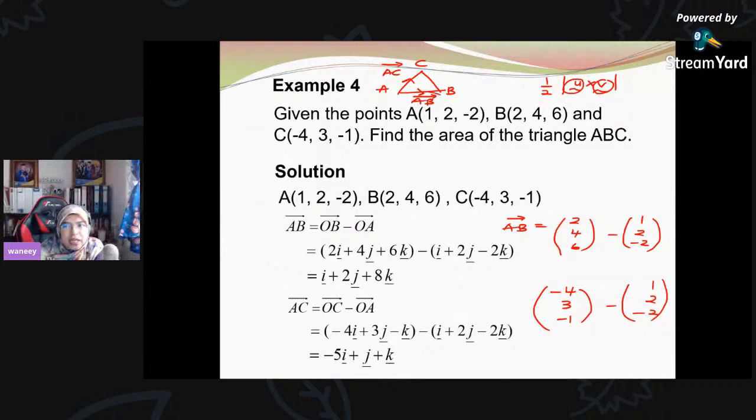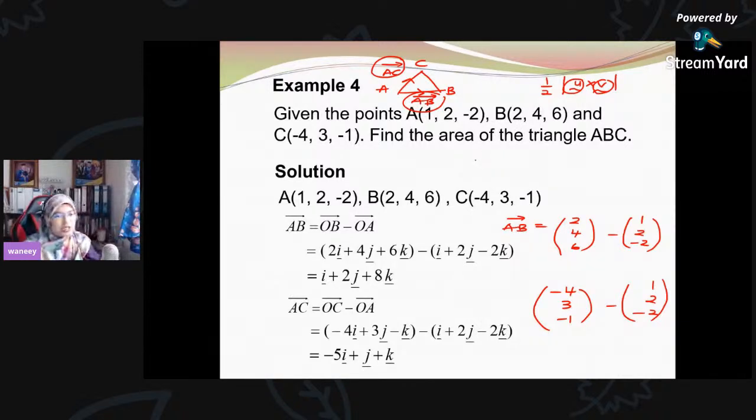So I already have AB and I have AC. In order to calculate the area of the triangle, we first have to calculate the cross product between AB and AC, then take its magnitude and then times it by half.